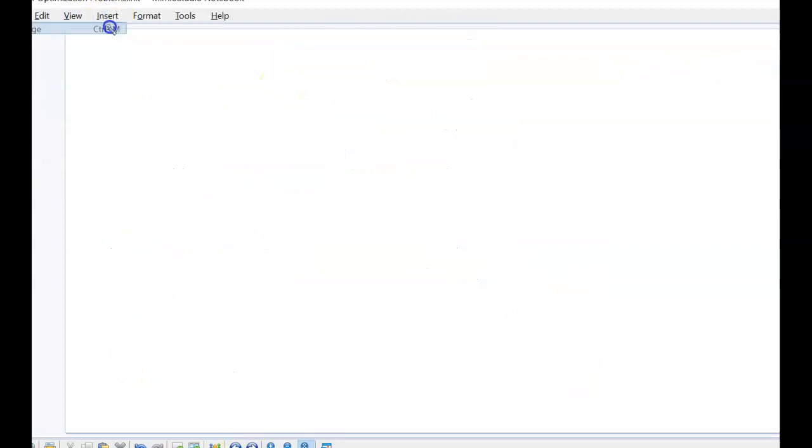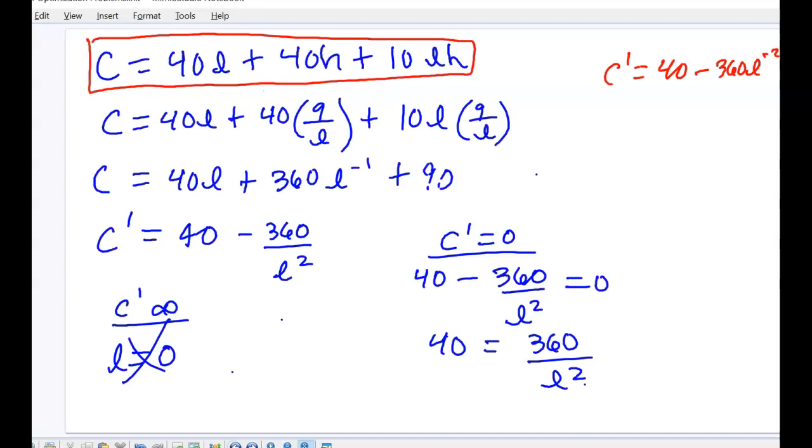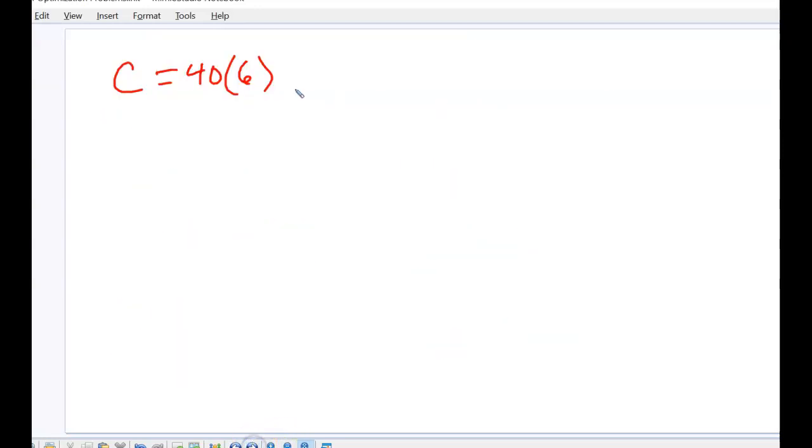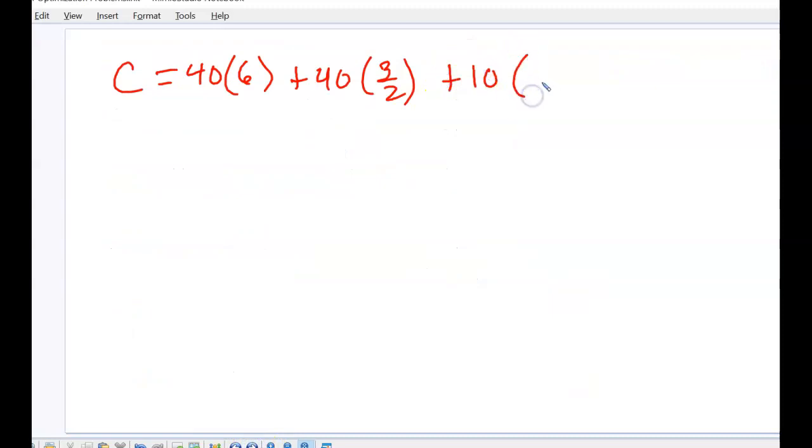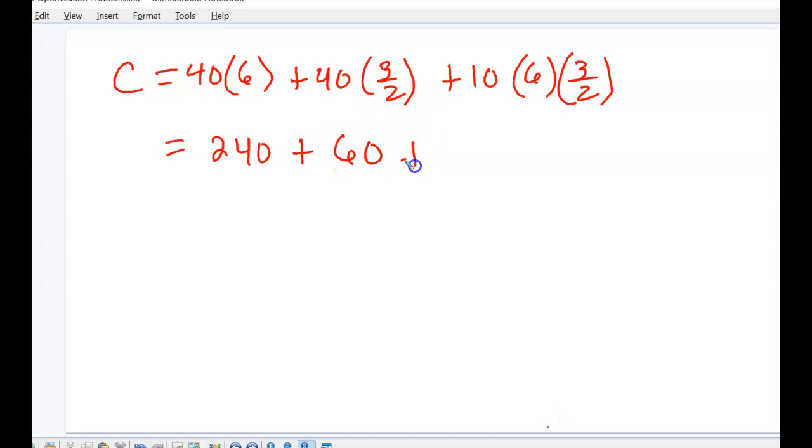Okay, and now to figure out the cost, I can plug into my cost function. So the cost is going to be 40 times the length of 6 plus 40 times the height of 3 over 2 plus 10 times 6 times 3 over 2. This will be 240 plus 60 plus 90. And if I add that up, I get 150 plus 240 is going to be $390 to design this tank.